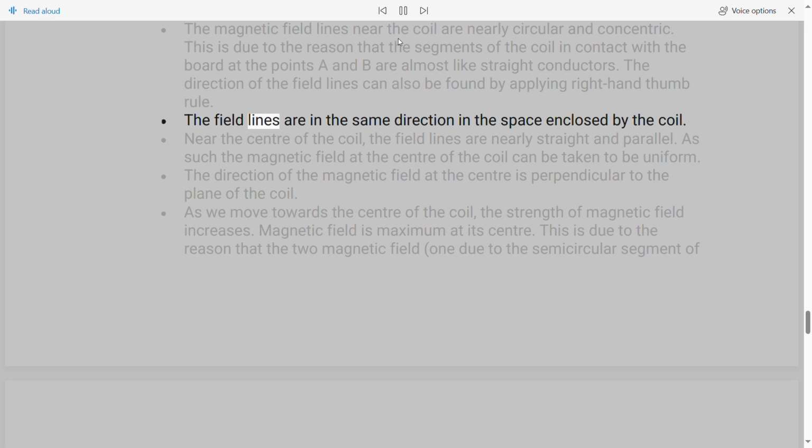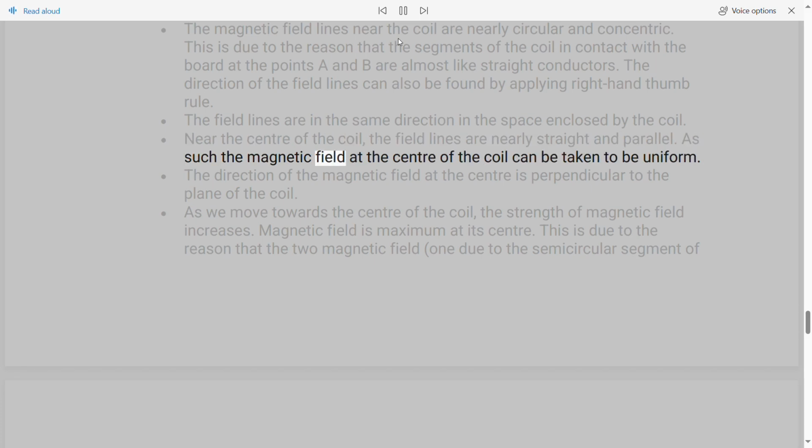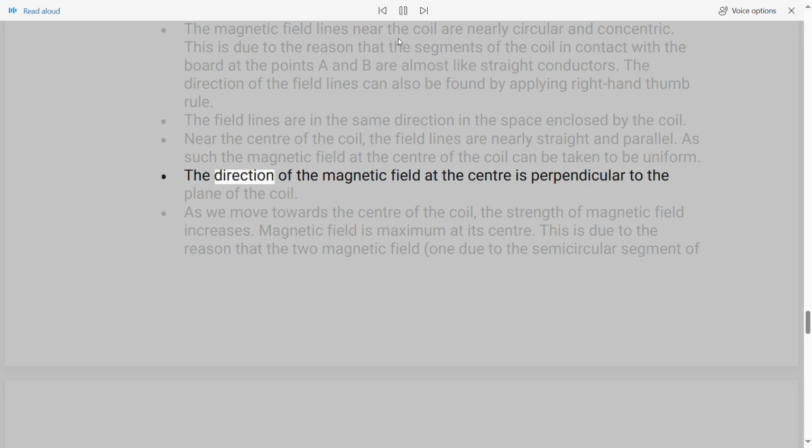Two, the field lines are in the same direction in the space enclosed by the coil. Three, near the center of the coil, the field lines are nearly straight and parallel. As such, the magnetic field at the center of the coil can be taken to be uniform. Four, the direction of the magnetic field at the center is perpendicular to the plane of the coil.